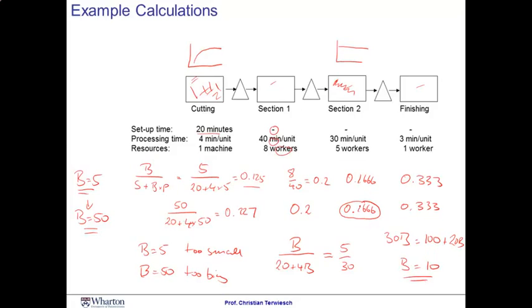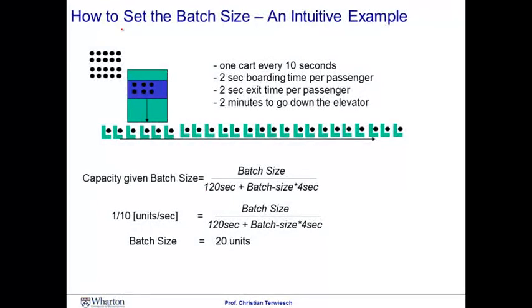At B equals 10, we balance those forces: on the one hand, the desire to increase capacity at the cutting machine, but on the other hand, not to waste capacity because there's a constraint downstream of the resource with the setup. So what is the bigger lesson here?